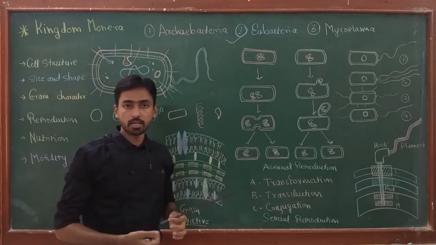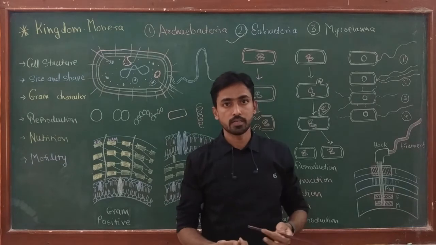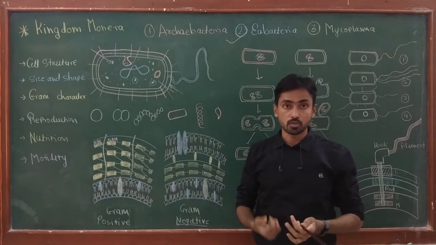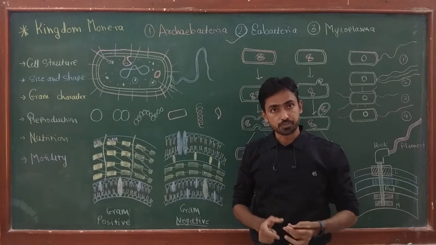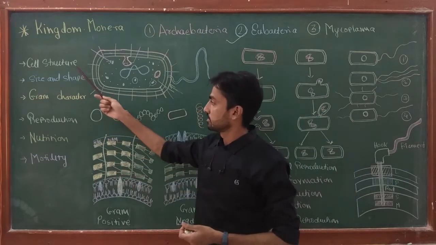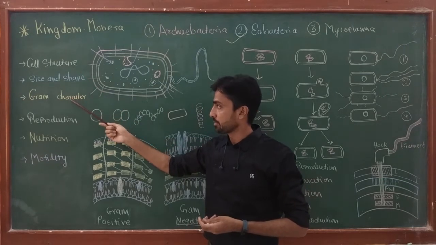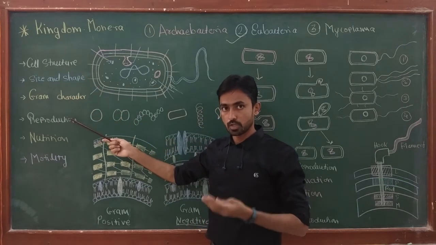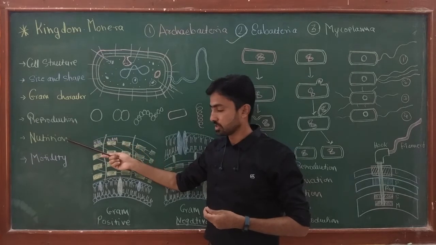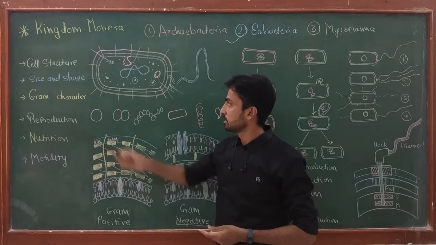The modern day bacteria are generally present everywhere, that means they are omnipresent, and they play a very important role in a number of different types of industries. Now in this video lecture I am going to discuss the cell structure of the eubacteria, then size and shape, gram character, reproduction that occurs in the eubacteria, nutrition and their motility. Okay, so first is cell structure.